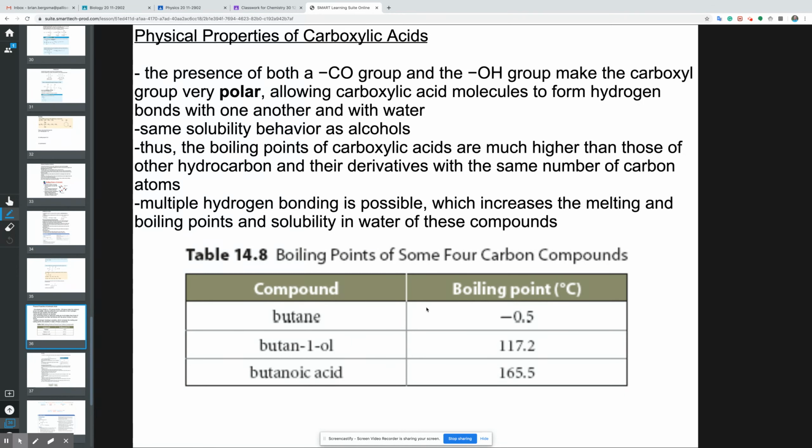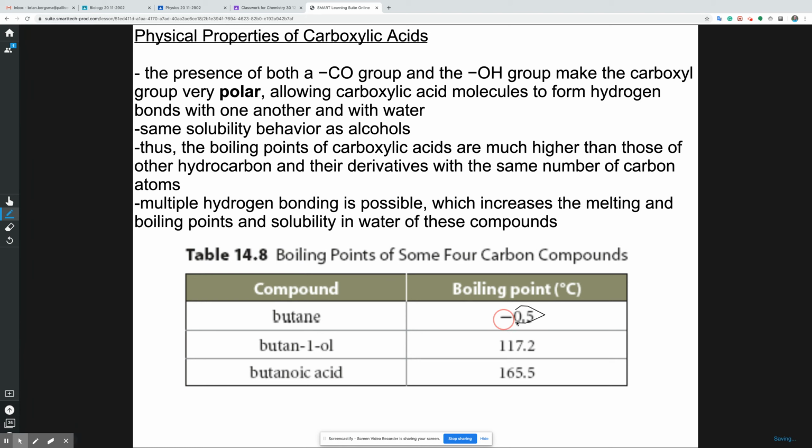So comparing, butane has a boiling point of negative 0.5 degrees Celsius. So at room temperature, butane is a gas. Butan-1-ol, 117, so it's a liquid at room temperature. And then butanoic acid is even higher than that, because of those stronger bonds. So it's a little stronger than the alcohols. And yeah, 165.